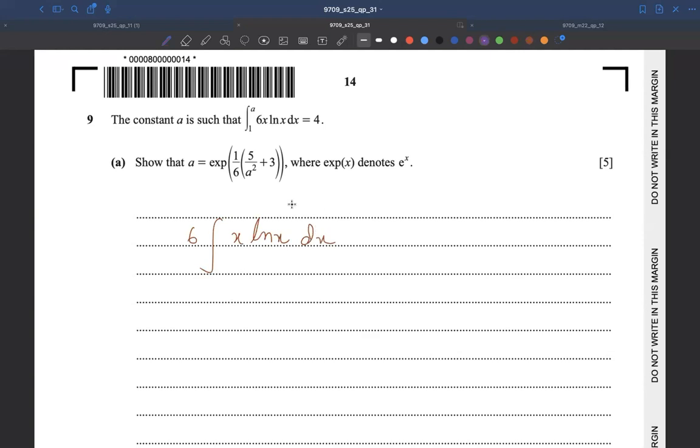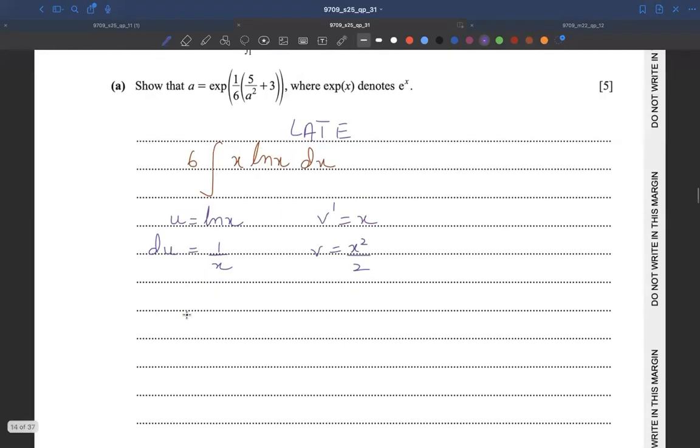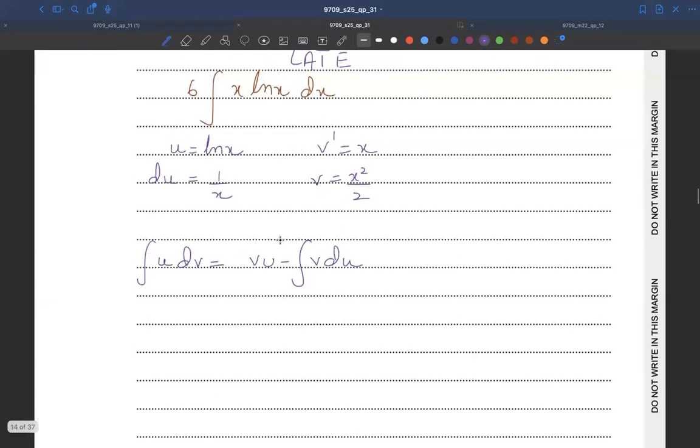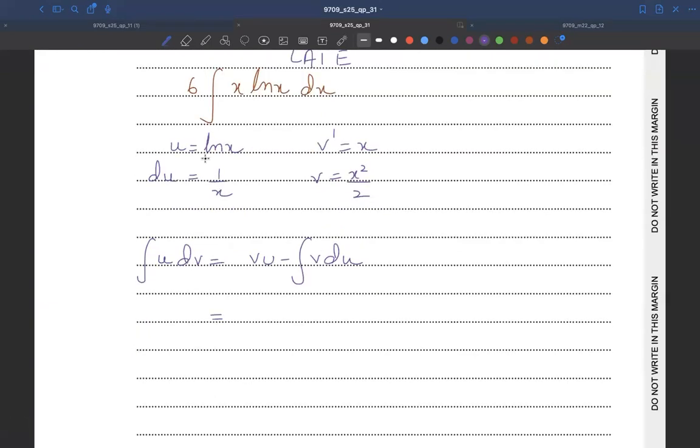So when we have to integrate two different functions, we'll apply integration by parts and we'll use the LATE rule. So the log function is ln x. So u would be equals to ln of x and du would be equals to 1 upon x. Similarly, v dash would be equals to x. So v would be x squared upon 2. Now applying the formula for integration by parts, if we have u dv, so we get vu minus integral of v du. Substituting this in the formula, so our u is ln of x and v is x square upon 2.